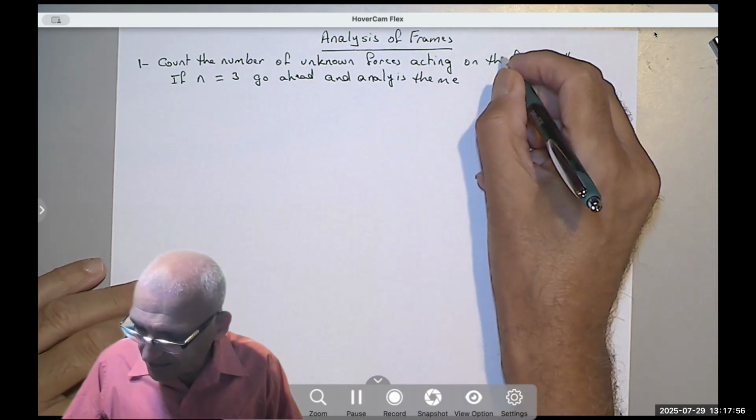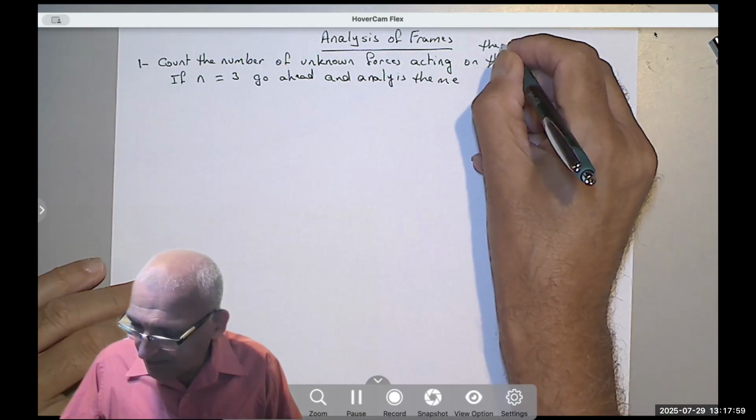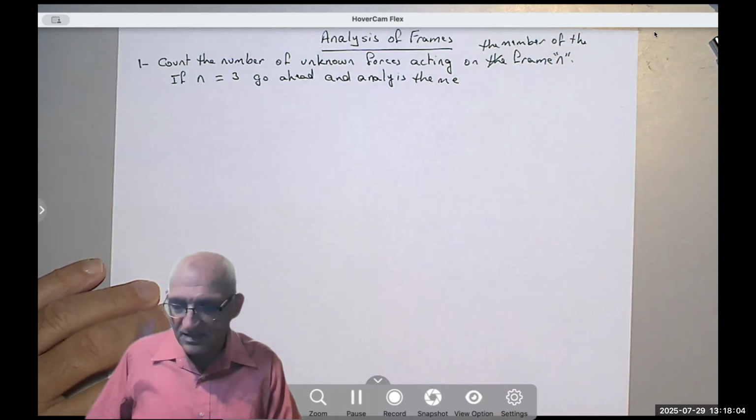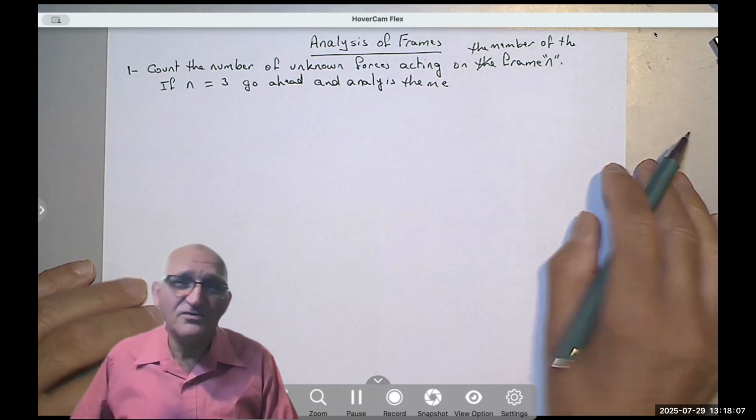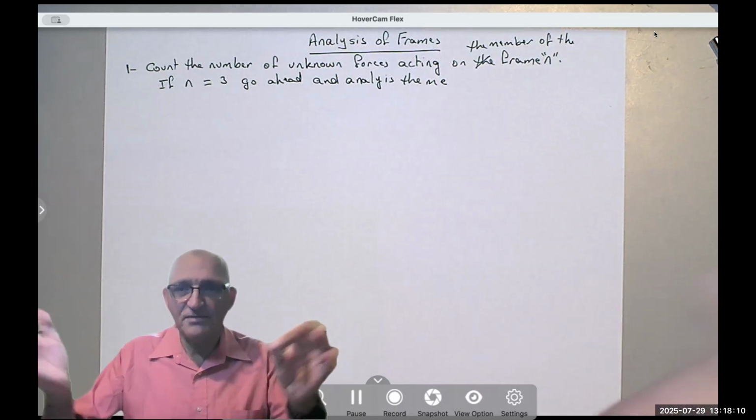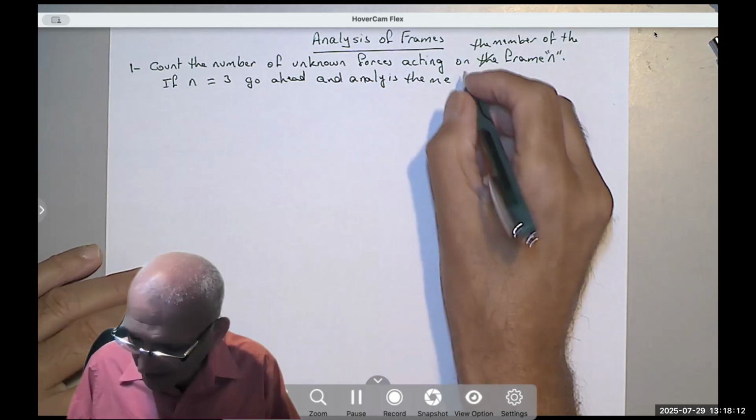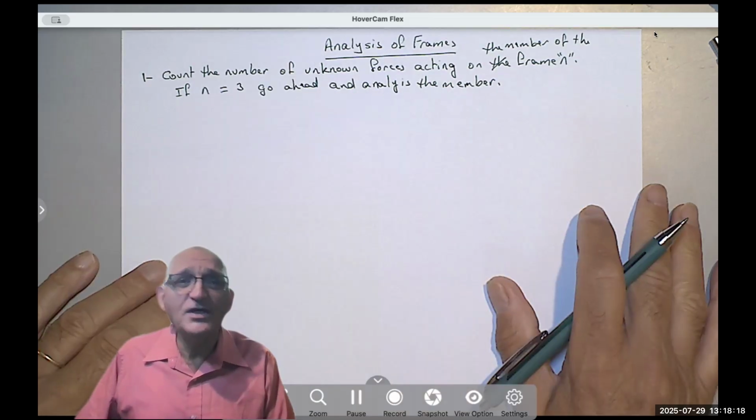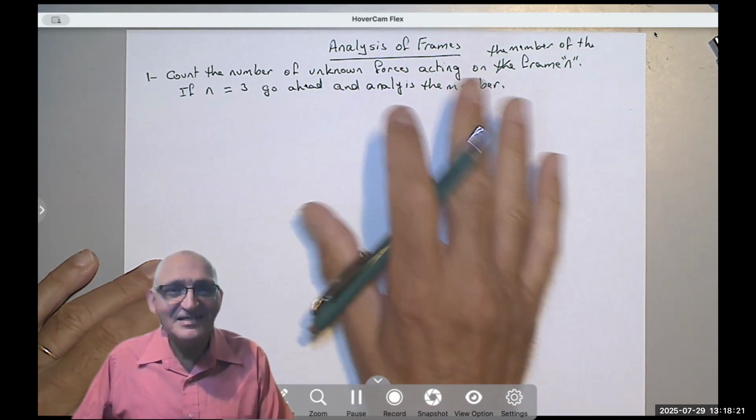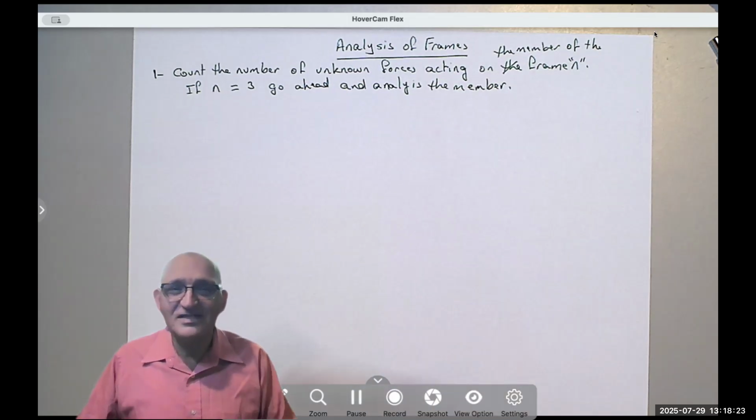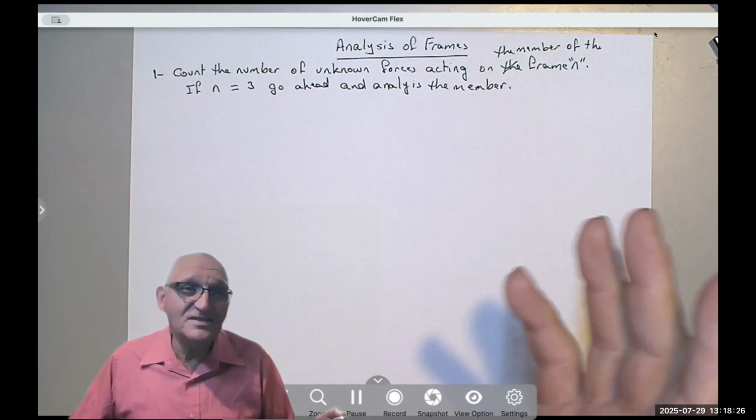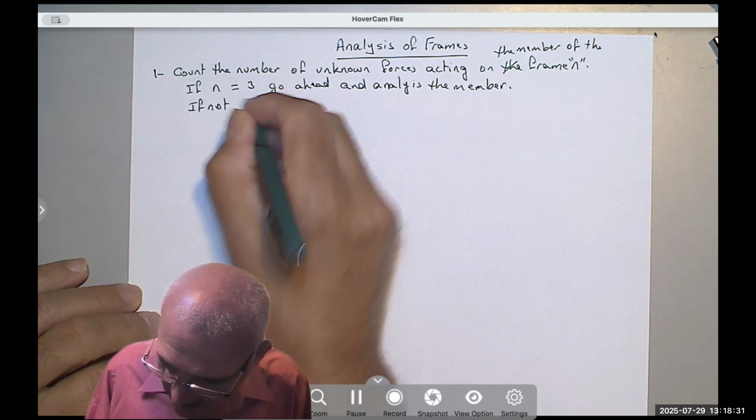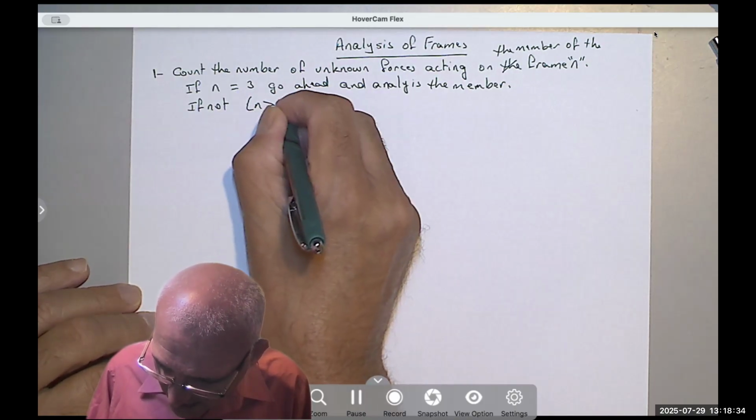I'm sorry, I wrote three forces acting on the frame. Now, on any member in the frame, analyze the member. Of course, I can guarantee you from now, you will never start to analyze a member in a frame and count the number of unknowns and they are exactly three, or else the problem would be trivial. So, if not, meaning if n is greater than 3, what do you do?